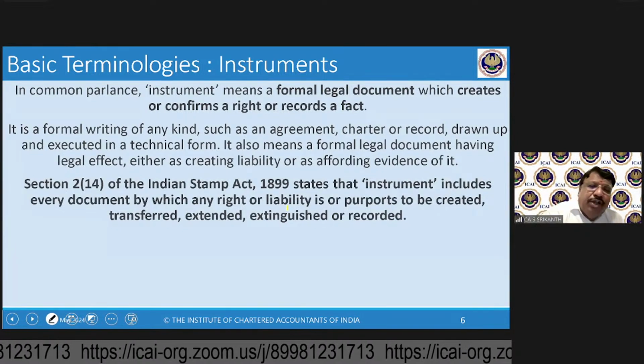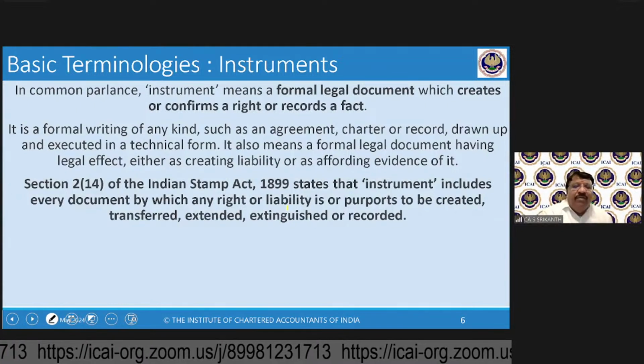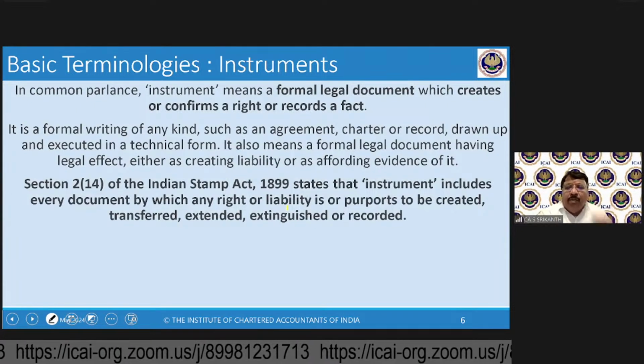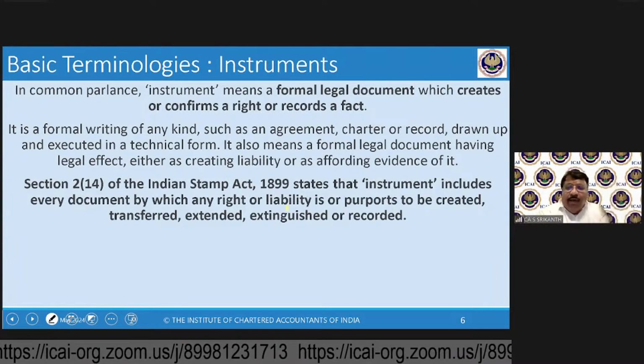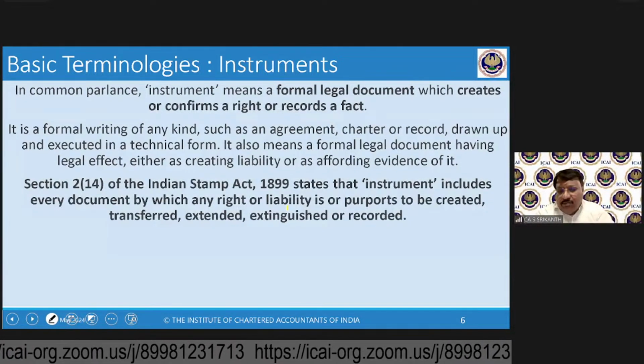Section 2, subsection 14 of the Indian Stamp Act states that instrument includes every document by which any right or liability is proposed to be created, transferred, extended, extinguished, or recorded. Right?